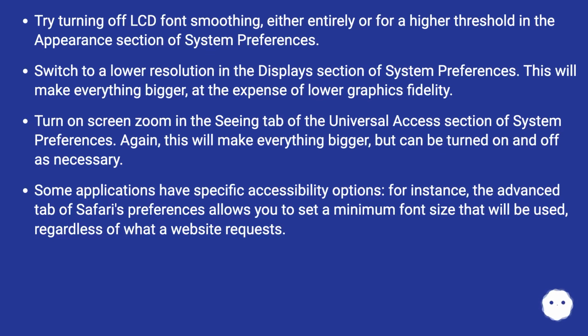Turn on screen zoom in the Seeing tab of the Universal Access section of system preferences. Again, this will make everything bigger, but can be turned on and off as necessary. Some applications have specific accessibility options. For instance, the Advanced tab of Safari's Preferences allows you to set a minimum font size that will be used, regardless of what a website requests.